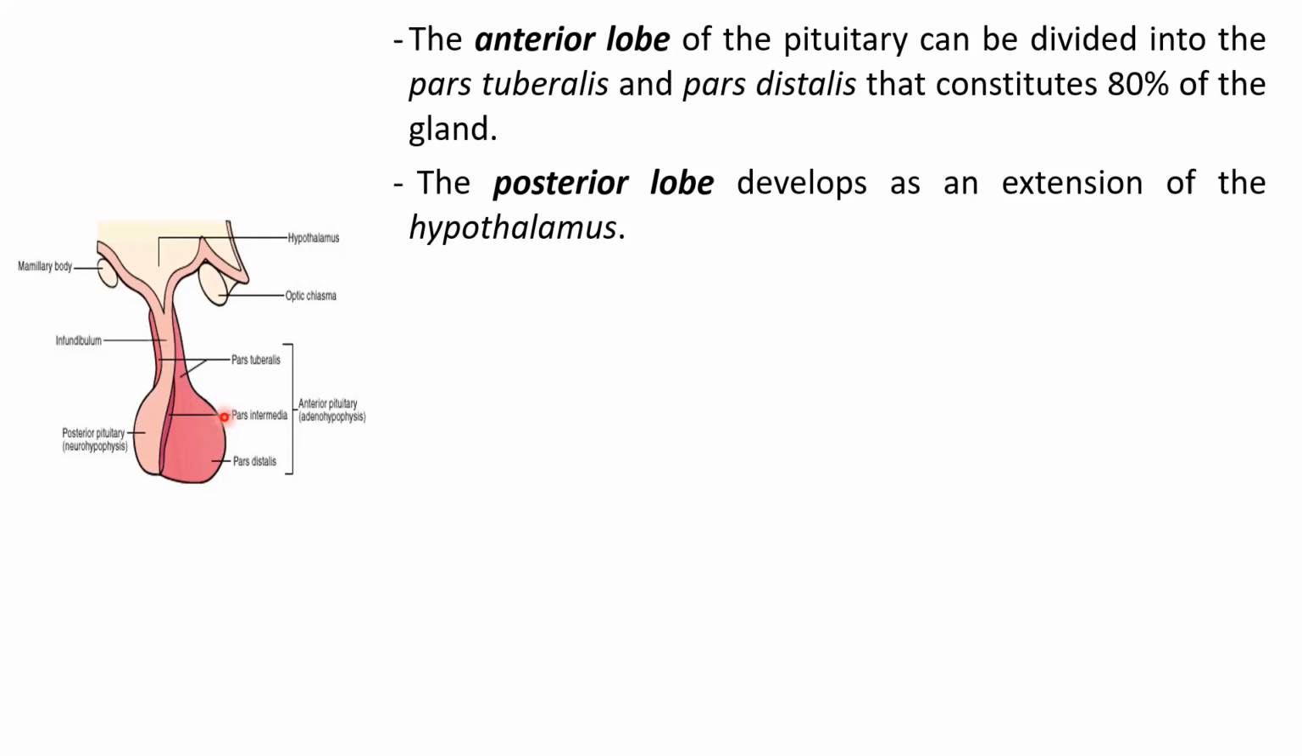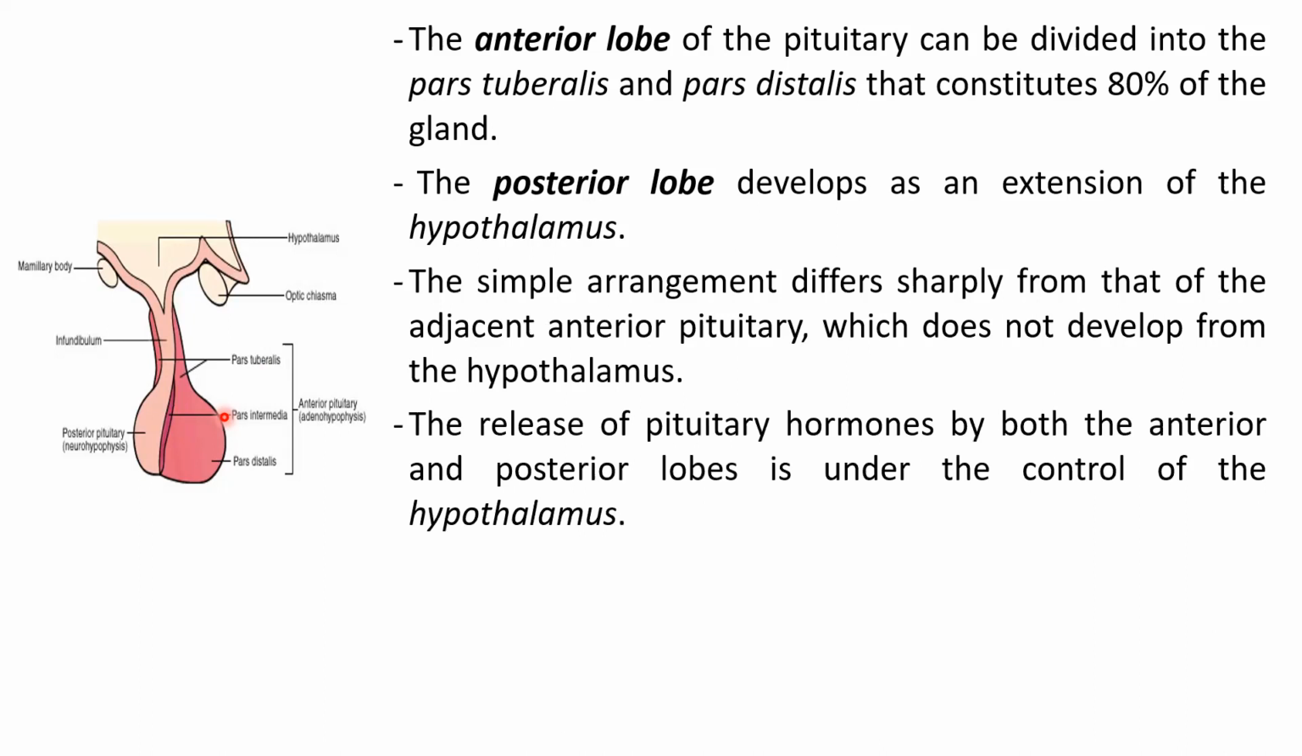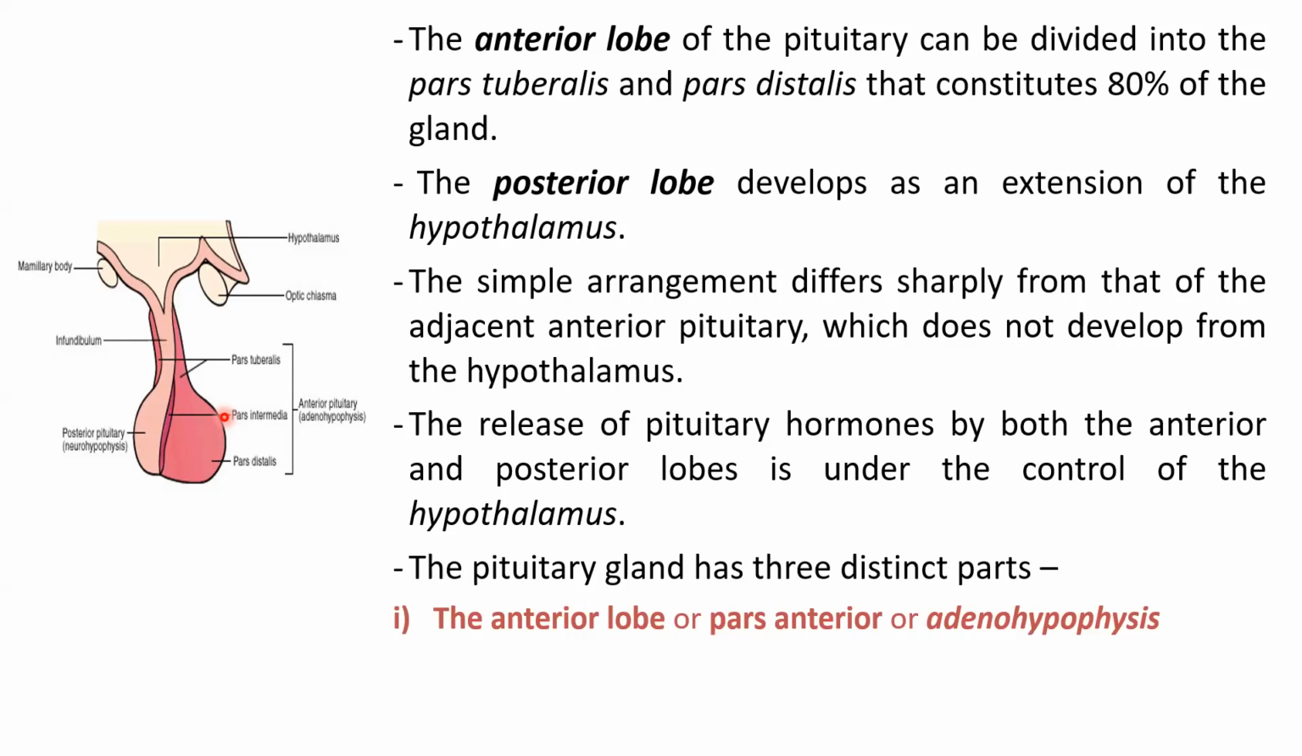Then the posterior lobe develops as an extension of the hypothalamus. This simple arrangement differs sharply from that of the adjacent anterior pituitary, which does not develop from the hypothalamus. Then the release of pituitary hormones by both the anterior and posterior lobes is under the control of the hypothalamus. So the secretion of hormones, either in the anterior region or in the posterior region of the pituitary, is controlled by the hypothalamus region.